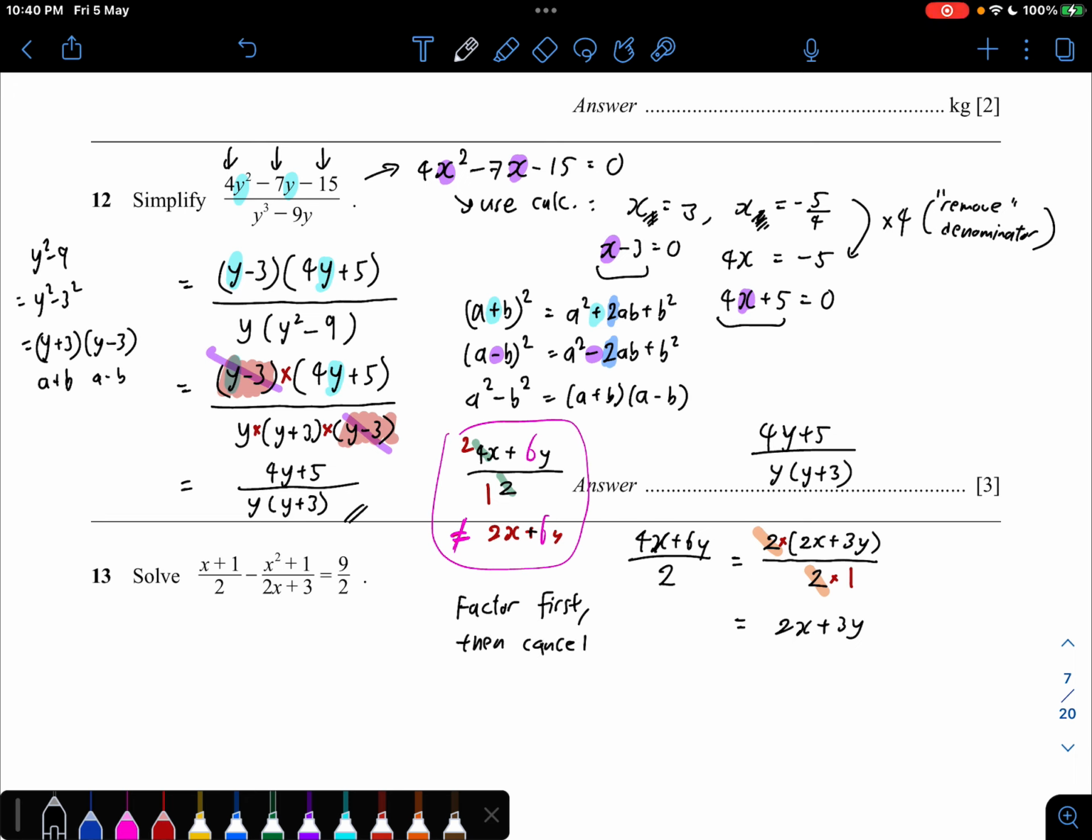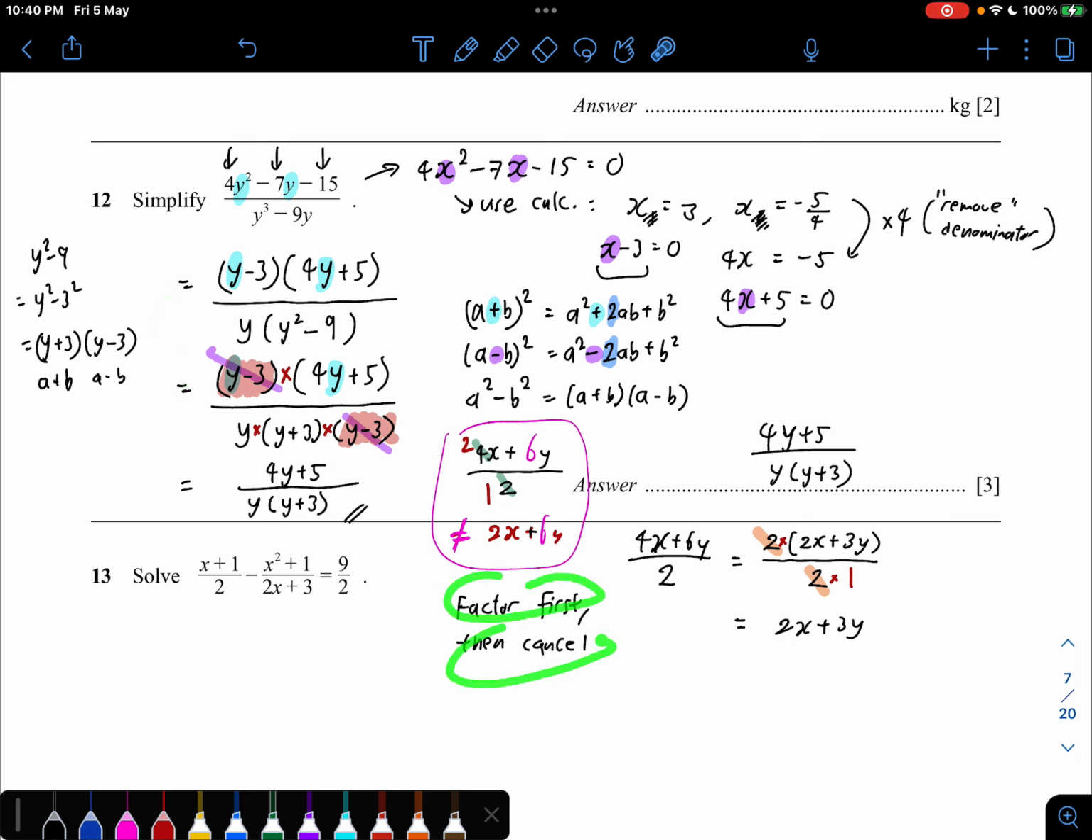Don't just cancel off a common factor between terms, right? 4x previously was just a term separated by plus signs. You can't cancel off terms. You can only cancel off factors, with a factor from the numerator and denominator. What's a factor again? When you have multiplication signs. How do you get a factor? You factorize.